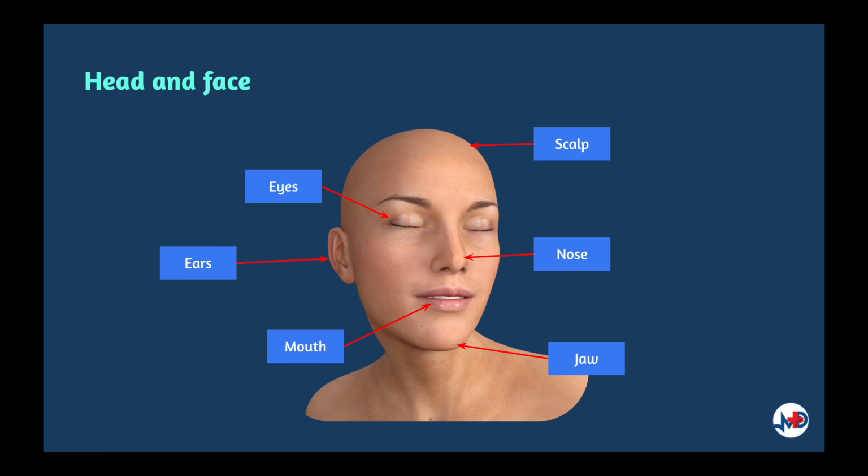Palpate the bony margins of the orbit, the maxilla, the nose, and the jaw. The scalp or the skull, looking for evidence of fracture. Test the eye movements, pupillary reflexes, vision, and hearing.